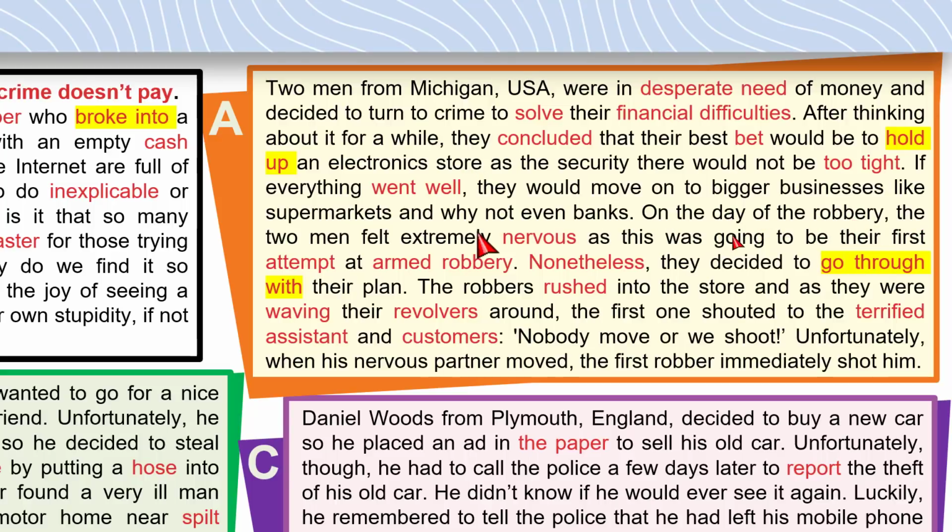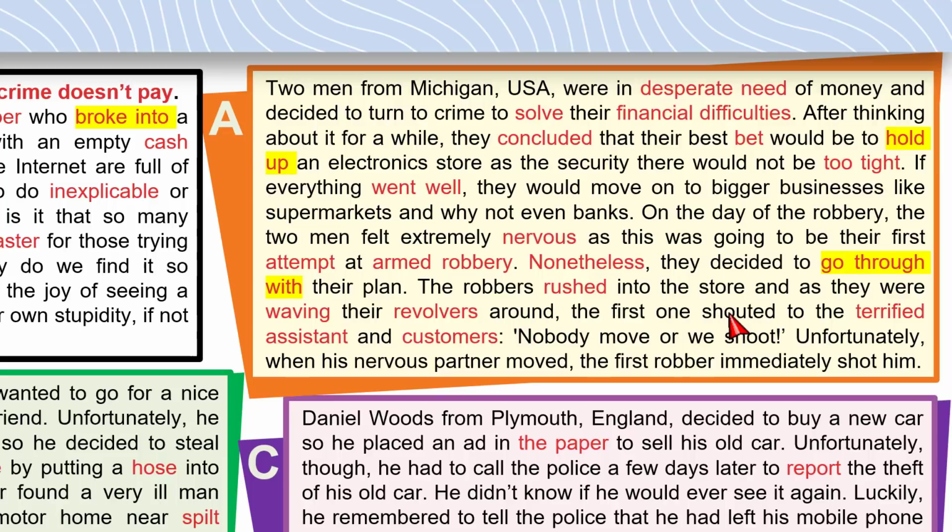On the day of the robbery, the two men felt extremely nervous, very worried, as this was going to be their first attempt, the first time they tried doing this armed robbery, robbing a place using a weapon. Nonetheless, anyway, they decided to go through with their plan, to go on and continue doing this difficult thing. The robbers rushed into the store, moved quickly into the store, and as they were waving the revolvers, they were showing them to everybody. Revolvers, guns with a revolving chamber, spinning chamber around.